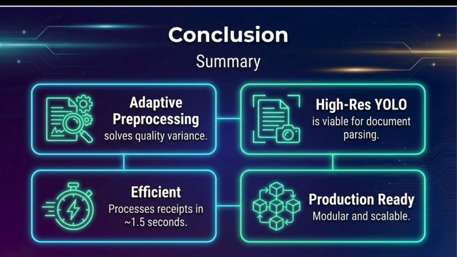Third, the system is efficient. Processing a receipt in approximately 1.5 seconds each makes this production ready for real time applications, not just research experiments. And fourth, the architecture is modular and scalable. We can independently optimize or swap components, upgrading to EasyOCR, using a different detection model, or improving the extraction logic without retraining the entire system.